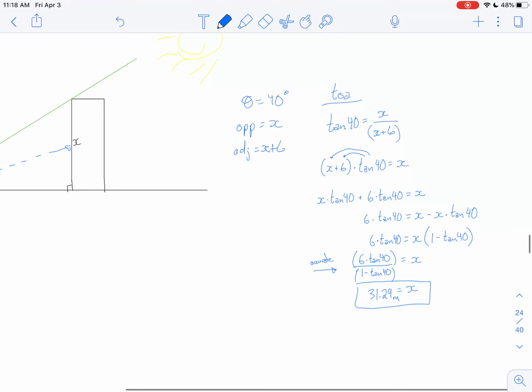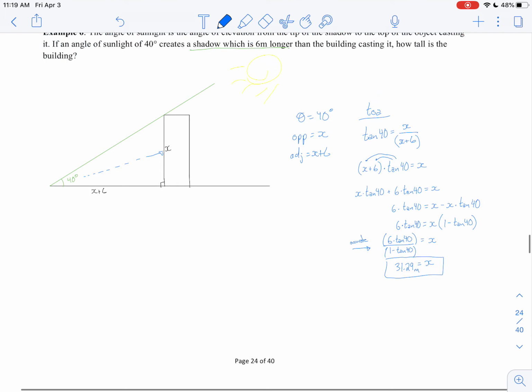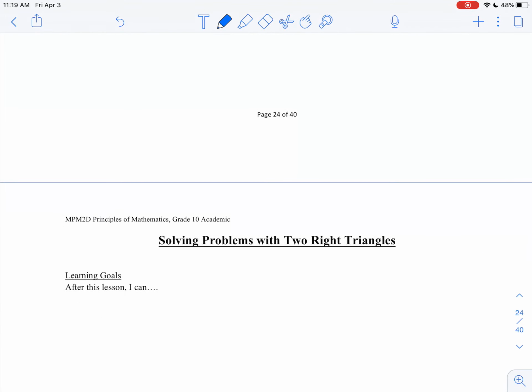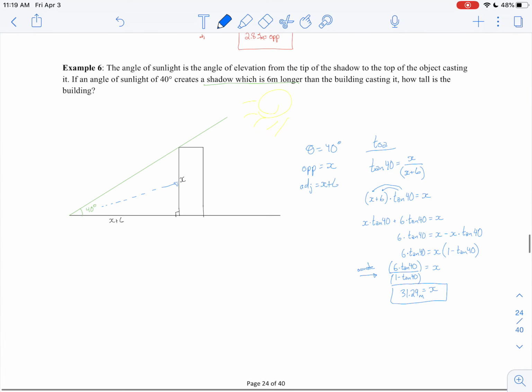Questions on that, please ask your teacher. So that is the last problem of the day. Next lesson, we're going to go into word problems again. Slightly harder, slightly more challenging, but once again, the same concepts apply. We're just breaking it down into right angle triangles and solving for one of our 2 missing puzzle pieces.